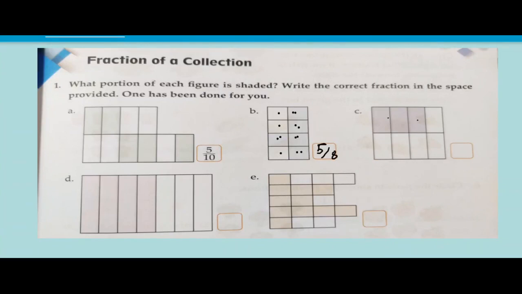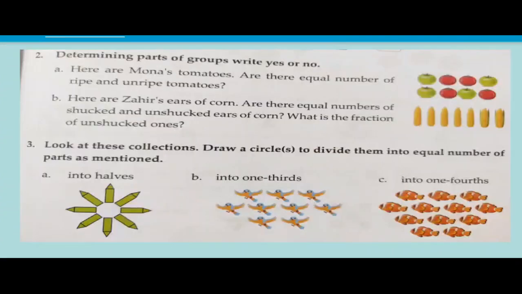Next, children: 1, 2, 3, 4, 5, 6, 7, 8. Out of 8, 3 are shaded. So you will write 3 in the numerator and 8 in the denominator. In the same way, children, you will do D and E as your homework, because we have done this kind of sums in our math step already.